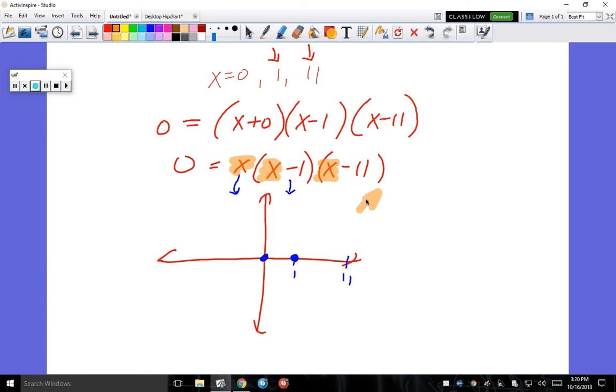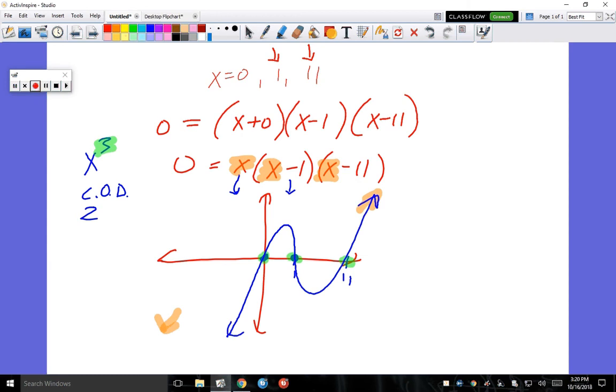Because it's 3, what does it do as it goes to the left? Down. And it has this kind of x cubed feel to it. There are 3 x-intercepts, or a possible 3 x-intercepts. How many changes of direction? Up to 2, okay? And then it will look something like this.